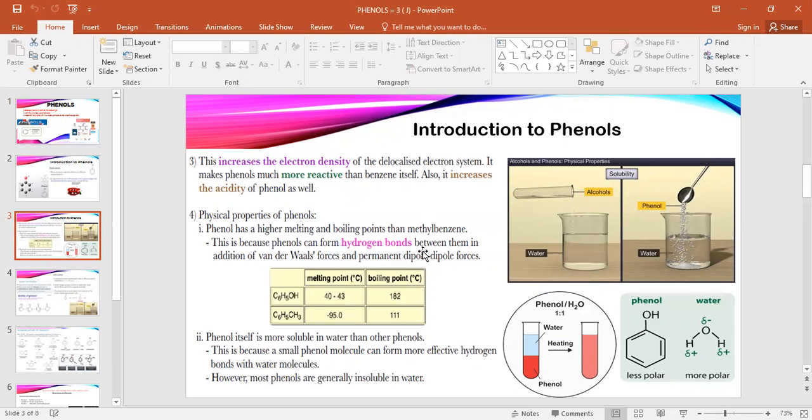That's it. Now phenol itself is more soluble in water than other phenols. This is because small phenol molecules can form more effective hydrogen bonds with the water molecules. That's why most phenols are insoluble in water.